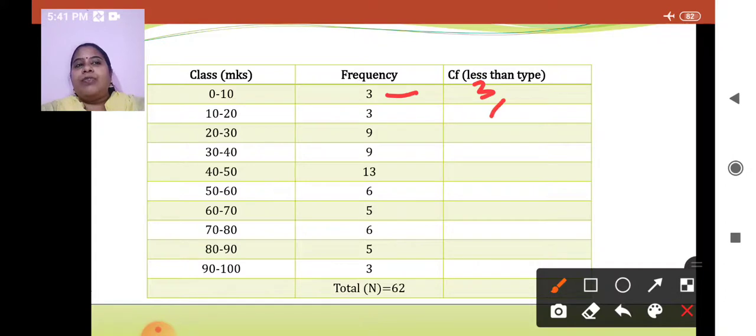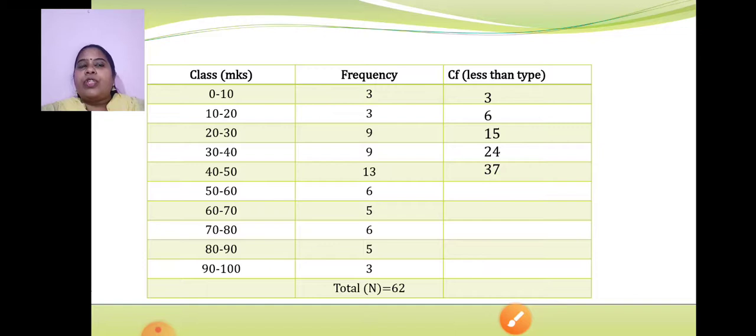And then you have to keep on diagonally adding it. 3 plus 3 will give you 6. 6 plus 9 will give you 15. Like this you have to keep on diagonally adding it, and complete the table. Okay? So see this. First value is first of all written as it is, 3. Then 3 plus 3 is 6. 6 plus 9 is 15. 15 plus 9 is 24. Okay, how we are getting it? We are diagonally adding it.